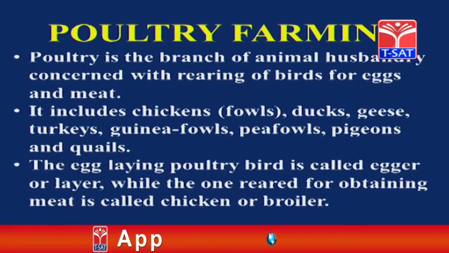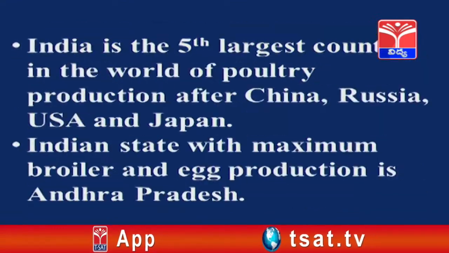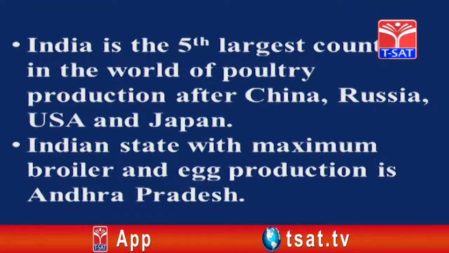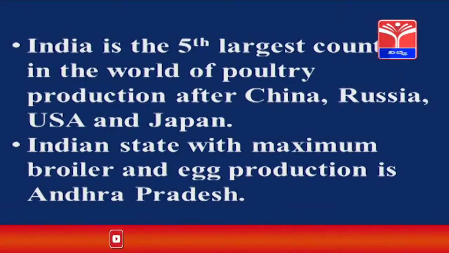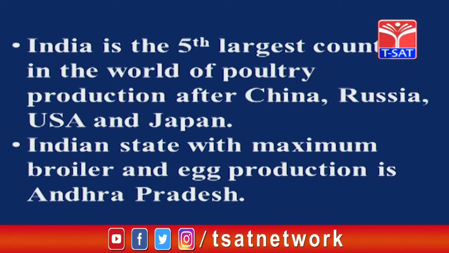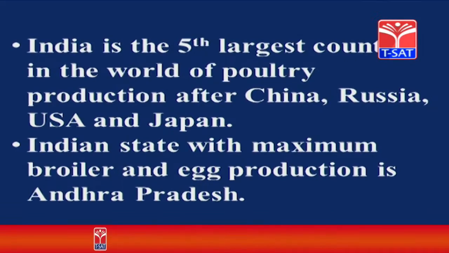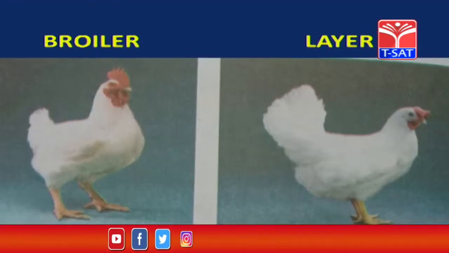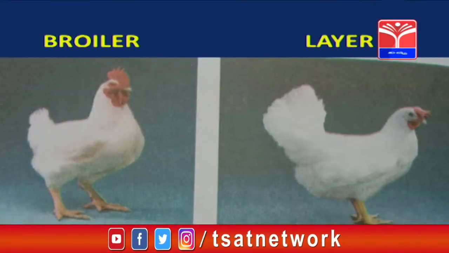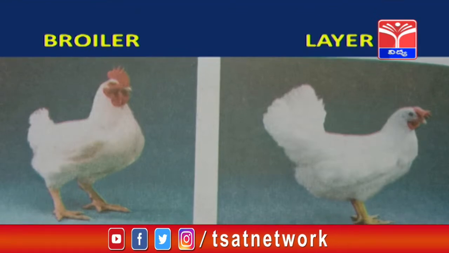So, now here India is the 5th largest country in the world of poultry production after China, Russia, USA and Japan. Indian state with the maximum broiler and egg production is Andhra Pradesh. Coming to India, I repeat, India is in 4th position in egg production, whereas in 5th position in chicken production. Okay, children. So, this is broiler and layer. Broiler is useful for getting meat and layer is useful for getting eggs.